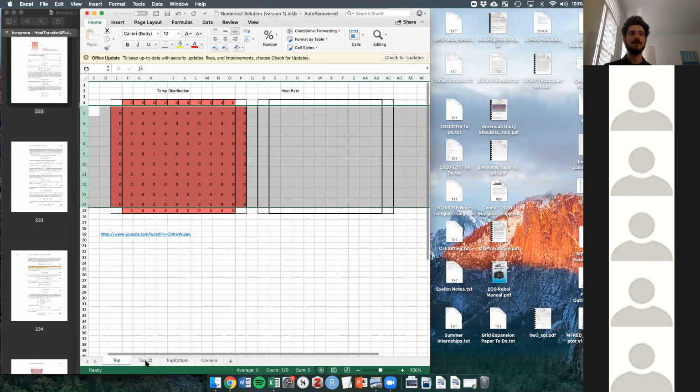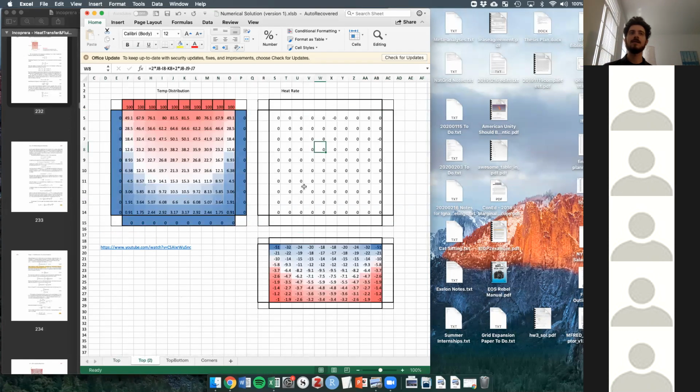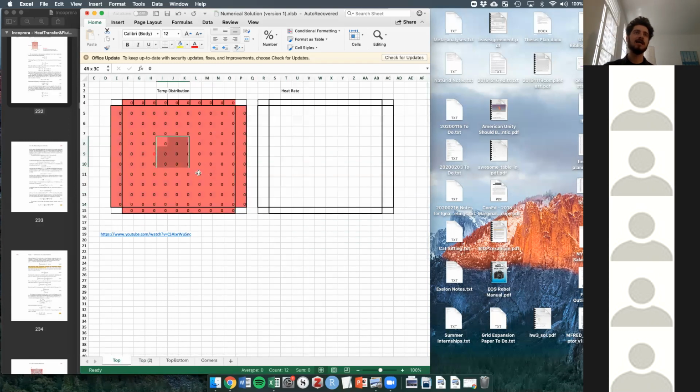But I'll edit the sheet a little bit and send it out and make another tab that does internal heat generation. And what you're going to see is there's going to be a hot spot in the middle, and then it's going to cool off on the sides, which is exactly what you would expect.